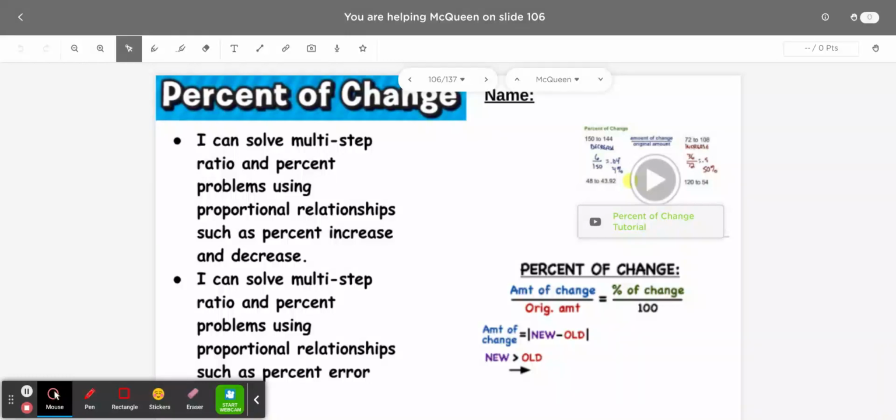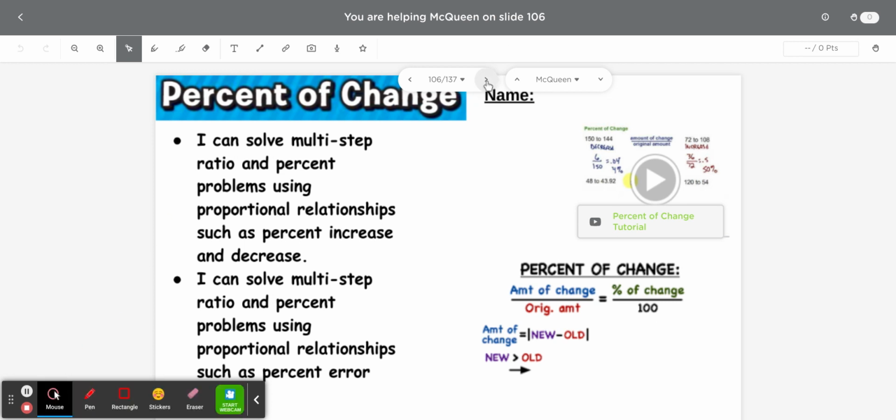Hello. Today's lesson is percent of change. We use percent of change in real life, figuring out how things change. What percent from the original amount does stuff change? Do amounts change? All right. And so we are going to go on to our next slide.